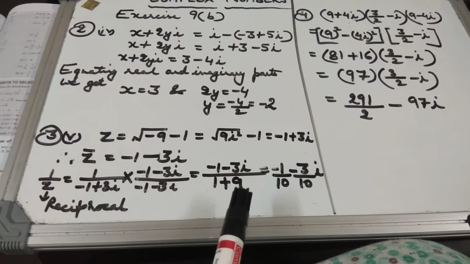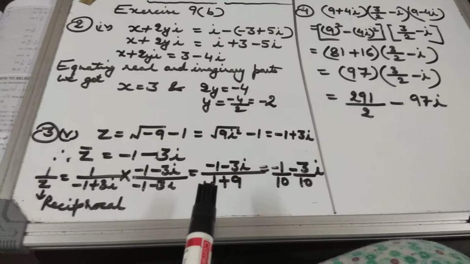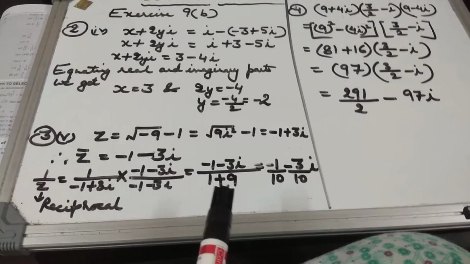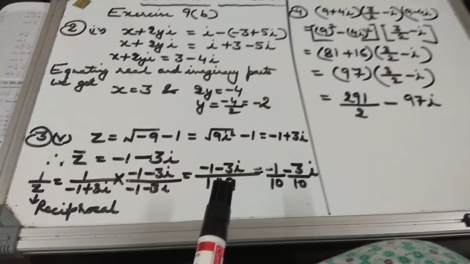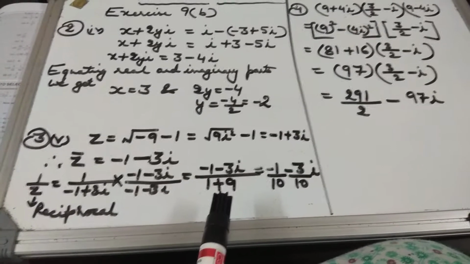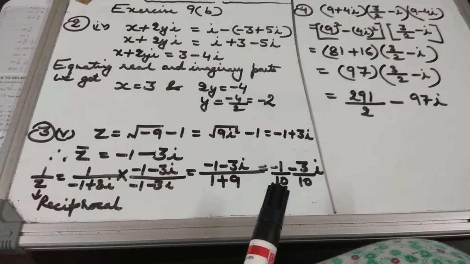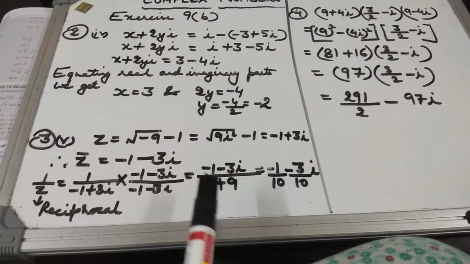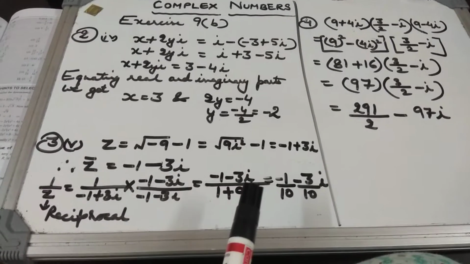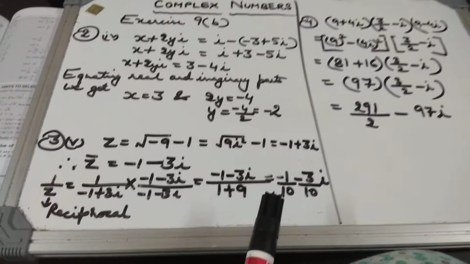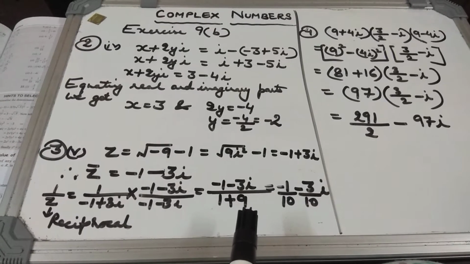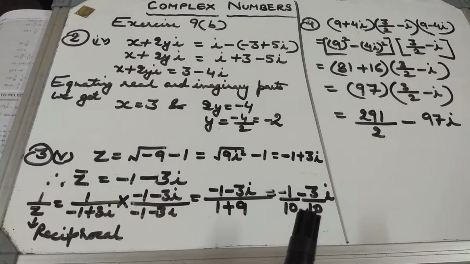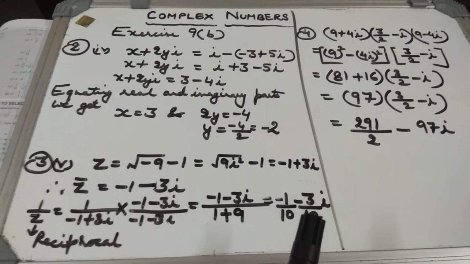So 1 plus 9, that is equal to 10, because minus 1 whole square will be 1 and minus 3i whole square will be minus into minus 9, that will be plus 9. Hence you are getting 10 in the denominator, and in the numerator there is 1 into this number, so that is not the problem. You can write the number as it is. So minus 1 minus 3i. Hence finally you can write the real part separately and imaginary part separately. So minus 1 by 10 minus 3 by 10i. That is your final solution.